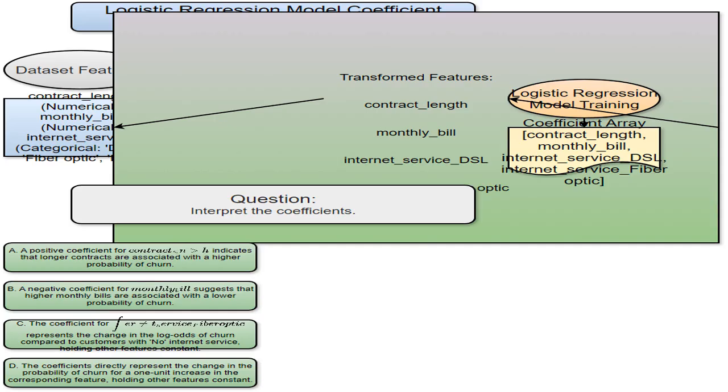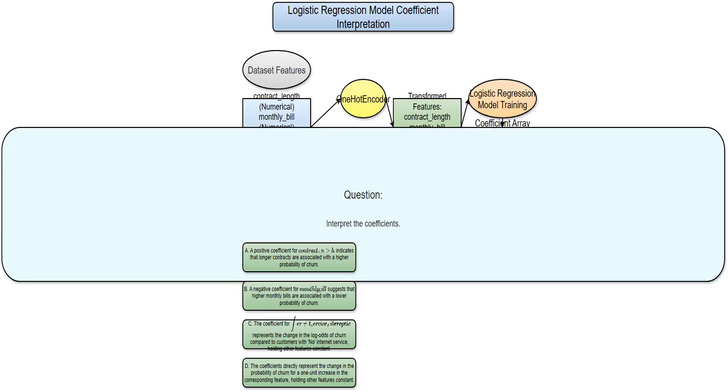Pretty cool, huh? This statement is incorrect. I can tell you that the coefficients don't directly tell you the change in the probability of churn. Instead, they give you the change in the log odds of churn. To get the probability itself, you need to use the sigmoid function, which transforms the log odds into probabilities.